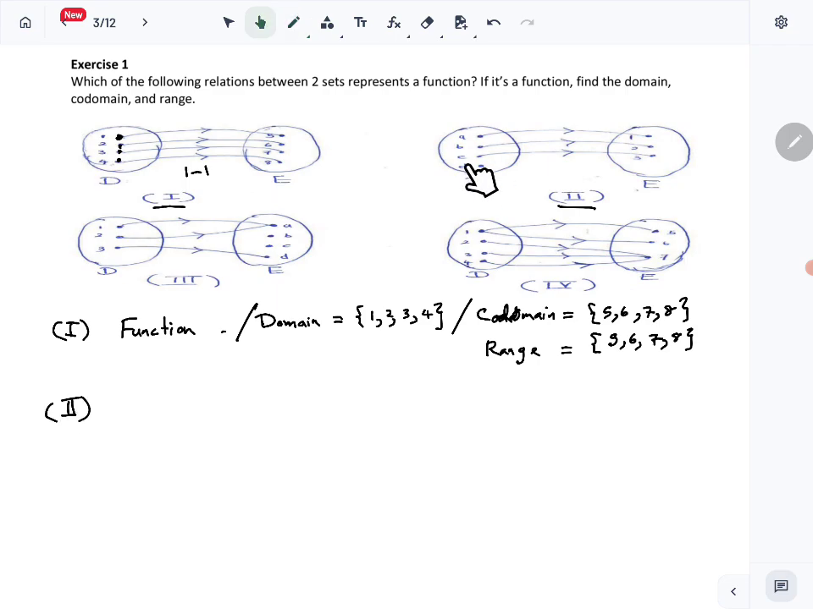This one fails the function test. Why? This is our set D, no. Look at this element. This element is not connected to an element in E, so not a function. If it is not a function, we don't need to worry about domain, range, or codomain. So this fails the function test because this element is not connected to an element in E. Every element in set D has to be connected to exactly one element in E if it is a function, right? Now let's look at 3.